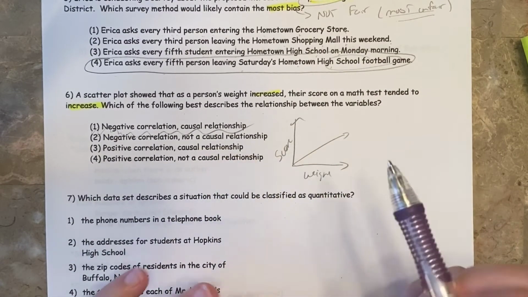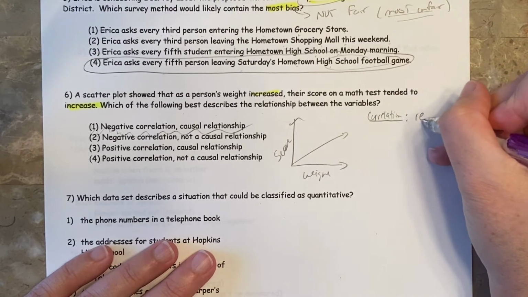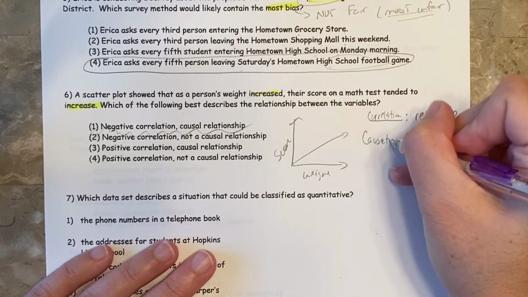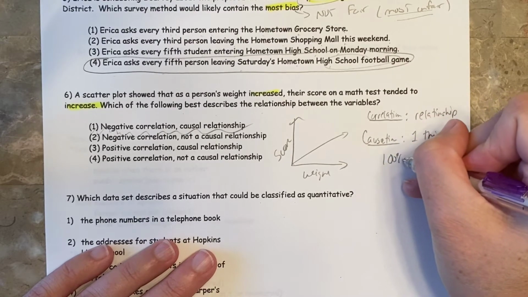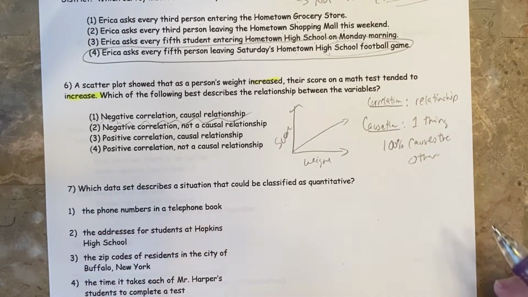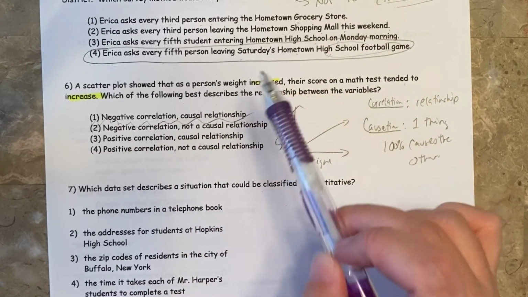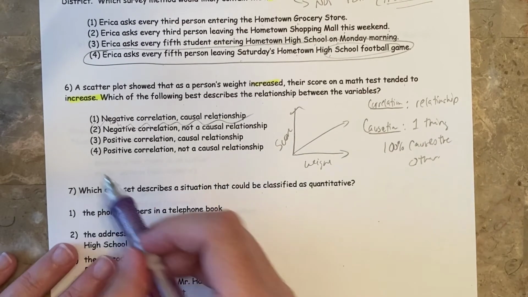So causal or not causal? Remember, plain old correlation just means the relationship. One thing has to do with the other. But causation is a whole different thing. Causation means one thing 100% causes the other. I always give the example that we have a blizzard, we have like 6 feet of snow, that's going to cause us to not go to school. We know what caused the action. So as a person's weight increases, their score on the math test increases. Just because you become a little bit bigger, does that mean your math test score is going to increase? No, that's just the silliest thing I've ever heard.